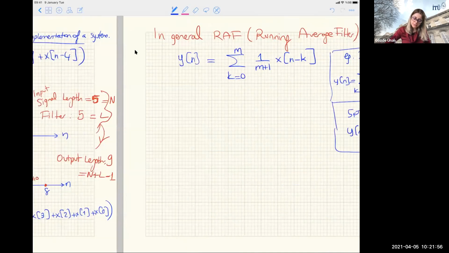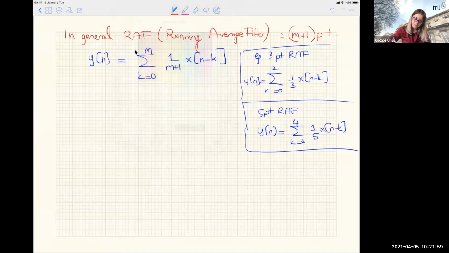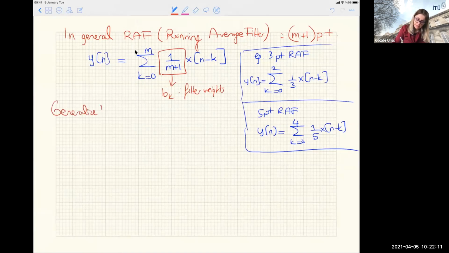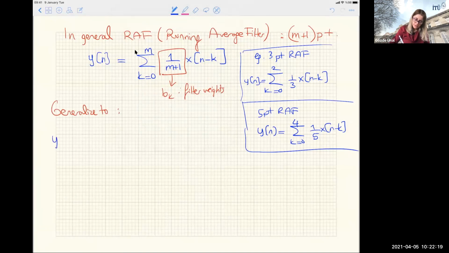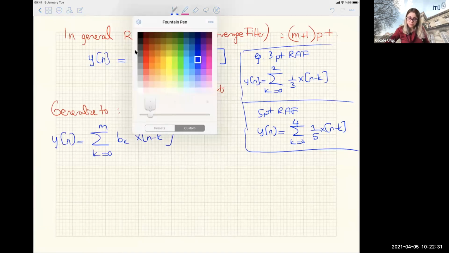So we generalize. You see, these are like the filter weights, b_k. Here they were just the averaging constants. So we generalize to any filter; it doesn't have to be just the averaging filter. It's going to be a weighted average in a way. y of n is the sum from k=0 to m of b_k times x of n minus k. This is called an FIR filter, or finite impulse response filter.